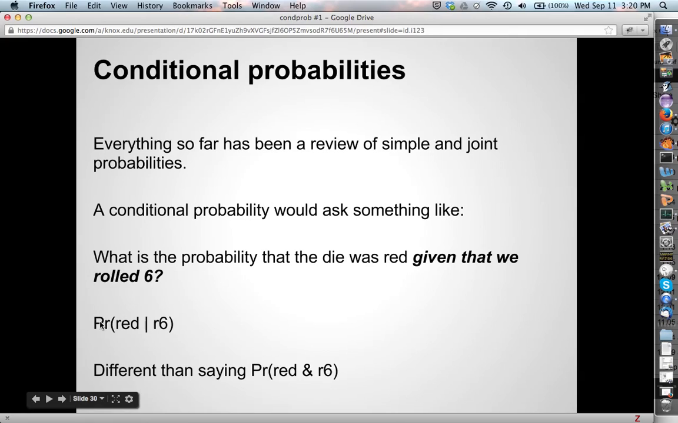So we'd write it this way: probability that we picked a red die, given that we already know we rolled a 6. Now this is different than saying what's the probability that we picked a red die and we rolled a 6. That's a joint probability question. Probability the die was red, given that we already know we rolled a 6 is a conditional probability question, and if you see "given that," or "given that already," or "such that we already know," or something along those lines, often that means it's a conditional probability question. I think the most common phrasing is "given that."